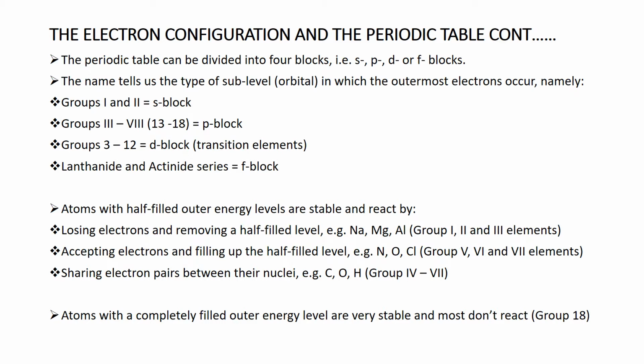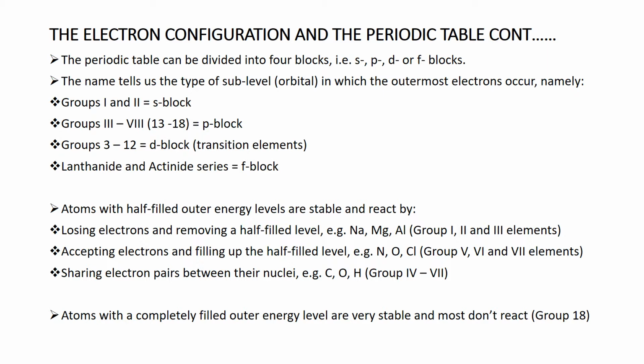We can divide the periodic table into 4 blocks, the S, P, D, or F blocks. The name tells us the type of sublevel or orbital in which the outermost electrons occur. For example, your groups 1 and 2 are the S block elements, groups 13 to 18 are your P block elements, groups 3 to 12 are the D block elements, those are the transition elements, and the lanthanide and actinide series are the F block elements. So for grade 10, we are not going to do transition elements or the lanthanide and actinide series. We're just going to do the S block and P block elements.